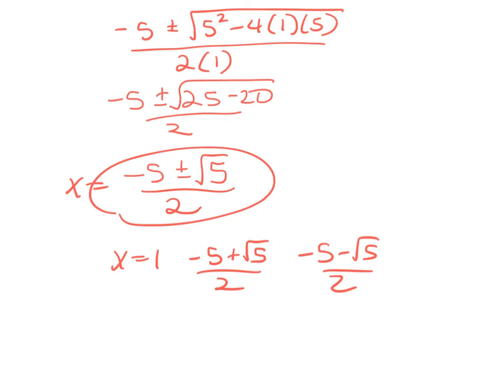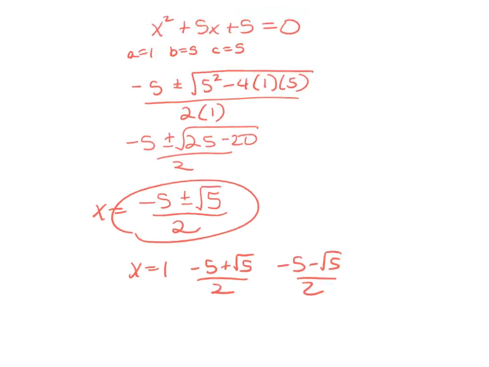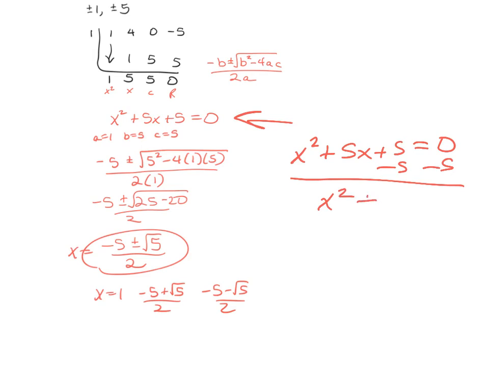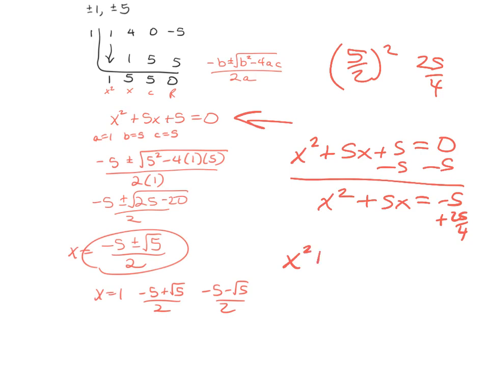Now, let's say we did completing the square because you guys are so used to that. So let's say we did that. So over here, x squared plus 5x plus 5. So move the constant. Notice I don't have a y here, so I'm going to do it like we did at the beginning of the year. Divide the b term by 2, square it. So I'm going to add 25 over 4. So this becomes x squared plus 5x plus 5 over 2 squared.